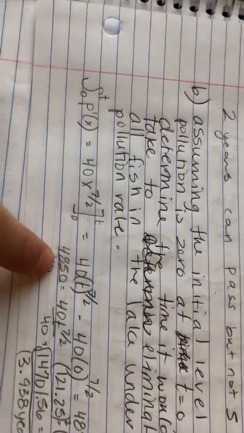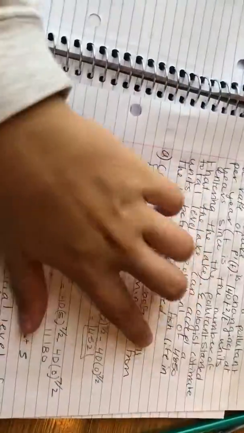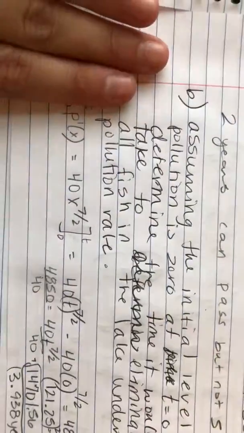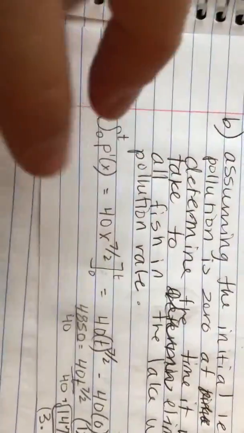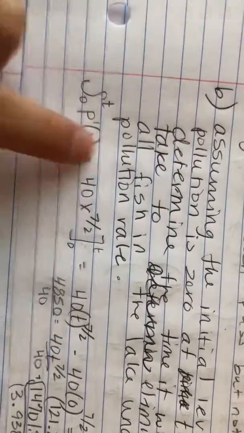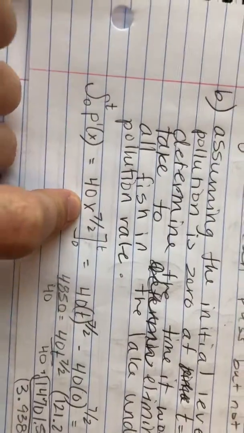So we want to evaluate the time that it takes to get to the total level of pollution before all the fish would die, which in the first given is 4,850. So we have to change the t's to x's here. So in the original problem, P prime of x instead of P prime of t. That way we can evaluate from 0 to t, so it is time. So nothing really changes except for this variable's x.